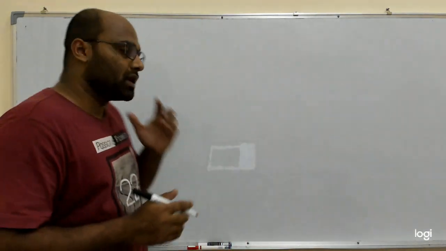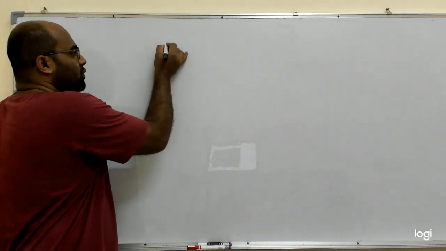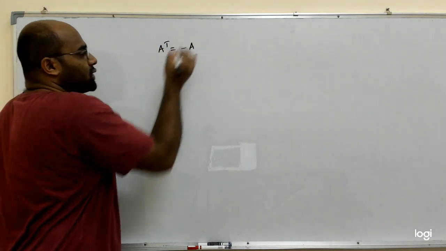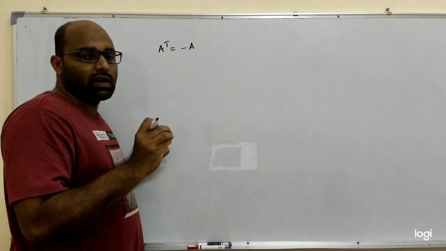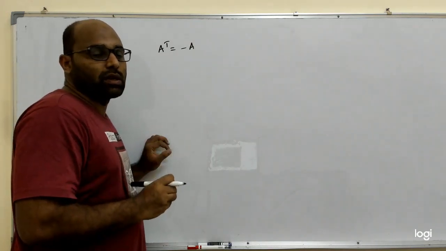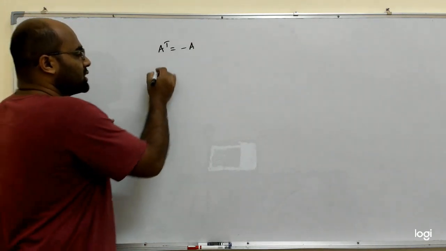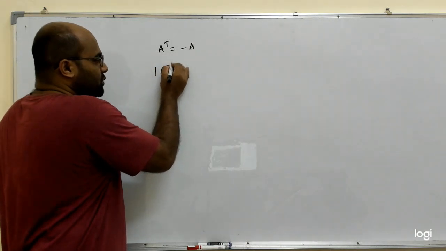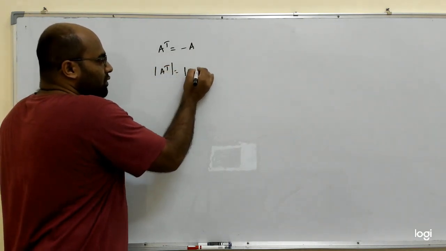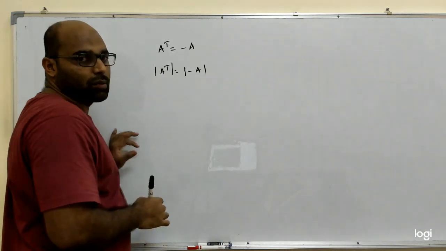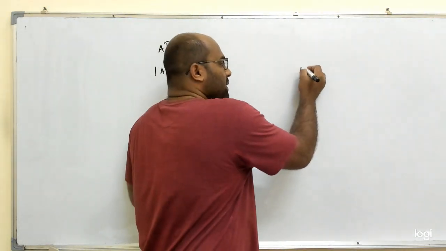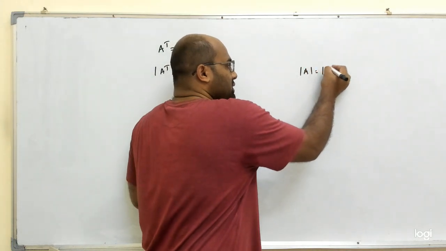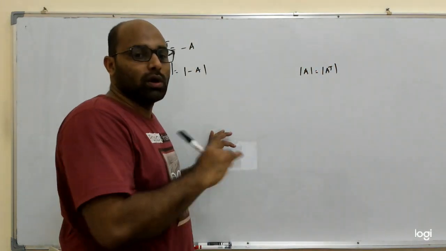What is skew symmetric? That is A transpose equal to minus A. I told you what you mean by skew symmetric. The question is about the determinant of a skew symmetric matrix. So take the determinant on both sides: determinant of A transpose equal to determinant of minus A. Don't confuse, it is not a modulus, it is the determinant. You already know that the determinant of A and the determinant of A transpose are the same.